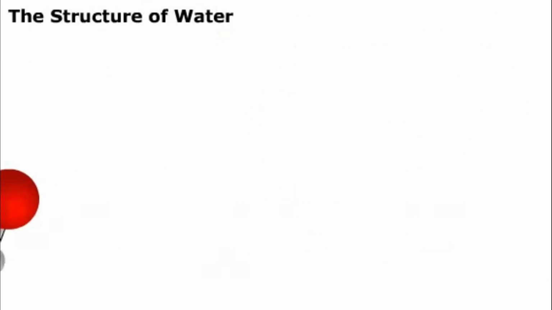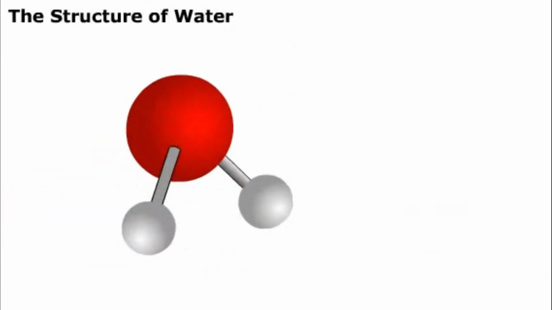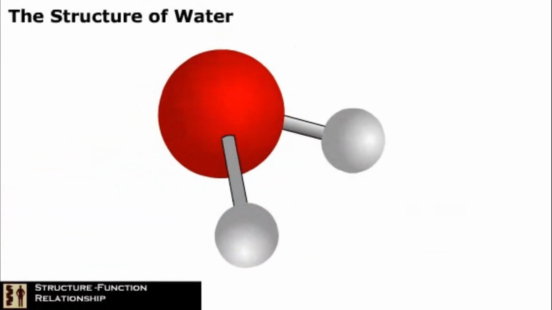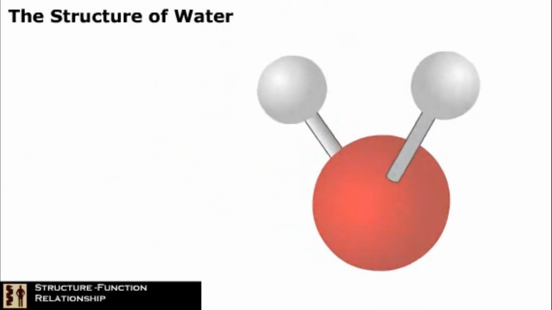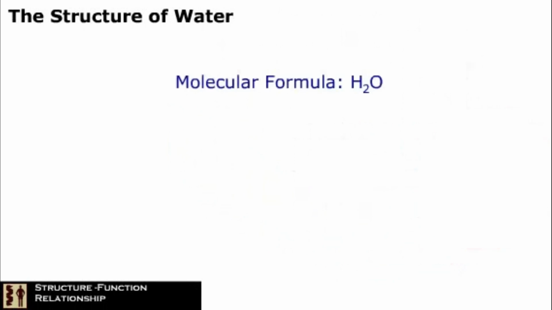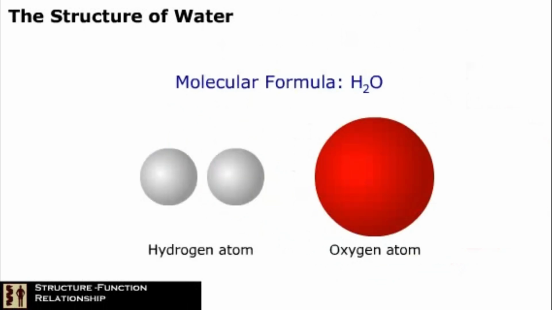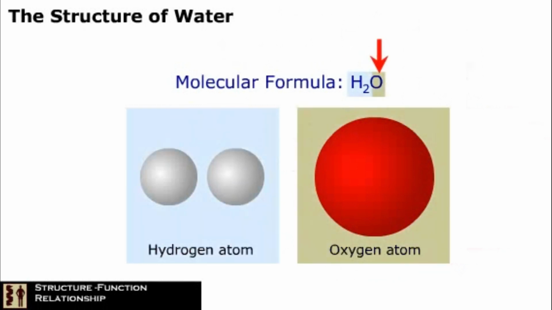A key theme in biology is the relationship between structure and function. In order to appreciate the chemical and physical properties of water, we need to understand its molecular structure. The chemical formula of water is H2O, meaning that each molecule of water contains 2 hydrogen atoms and 1 oxygen atom.